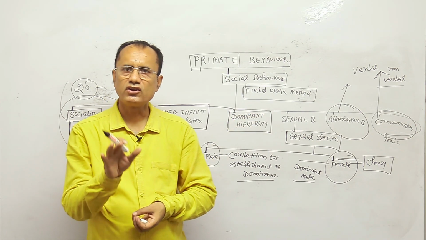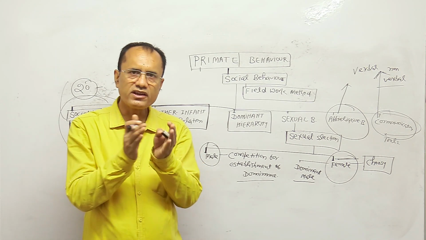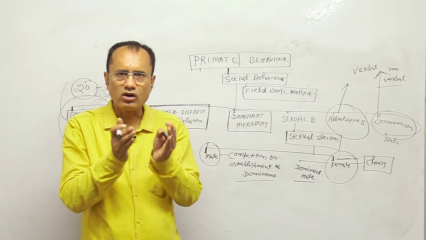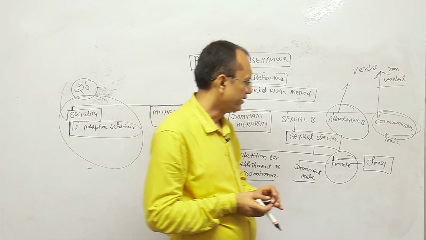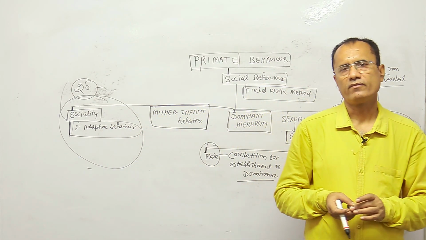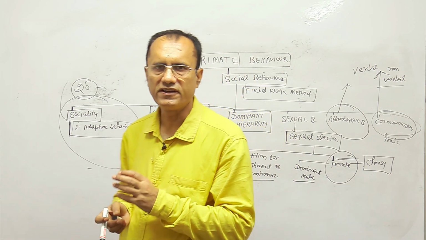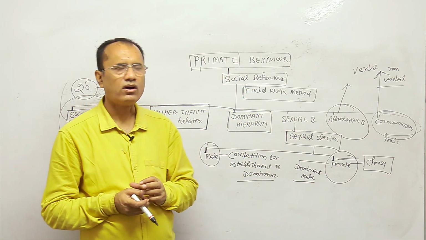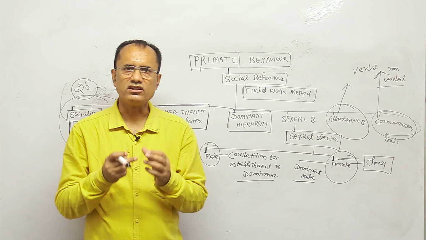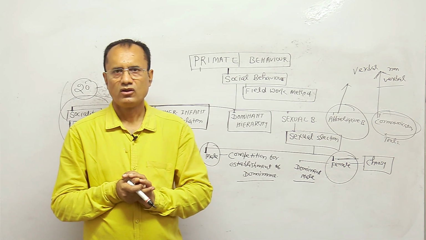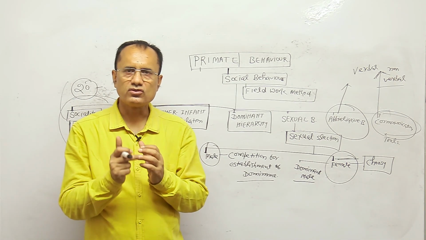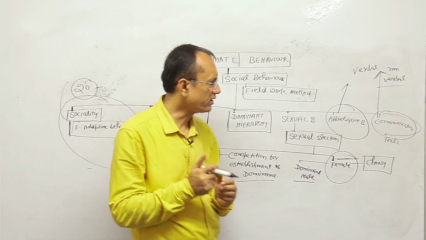And the last thing is tools. Sometimes they use tools. When Jane Goodall did a study of chimpanzees in Gombe National Park in Tanzania, she found that chimpanzees sometimes use tools. So there is some possibility of the development of culture in chimpanzees.